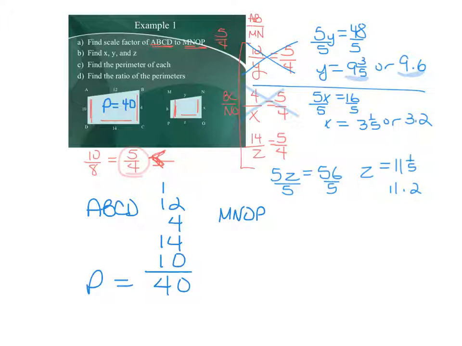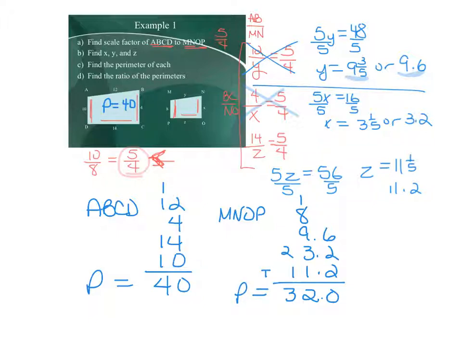So I actually have 8 for the one that was already there. Then I have 9.6, 3.2, and then 11.2. Gonna add these up. And I get 10, 18, 22, 32. So the perimeter of this one is 32.